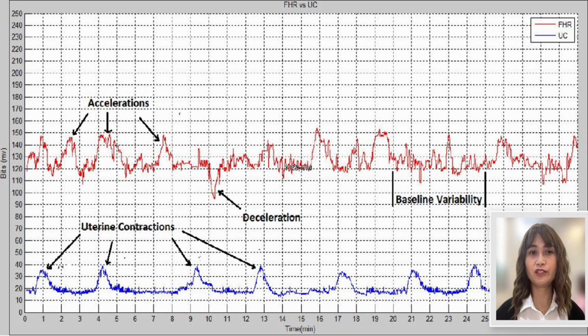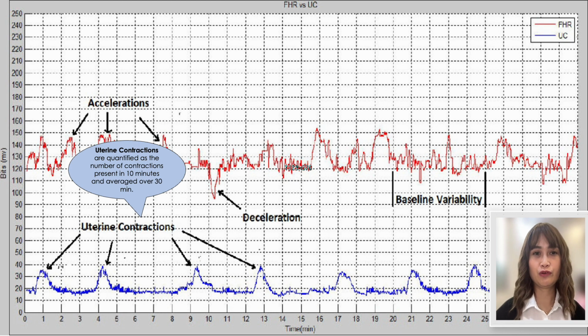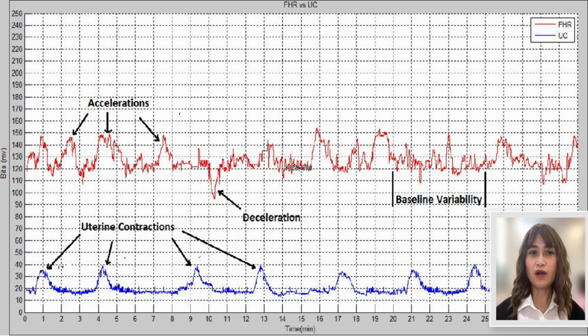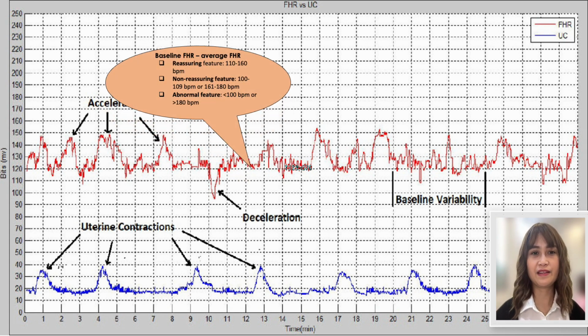As I have already mentioned, cardiotocography is used to monitor several different measures. We have the uterine contractions, which are quantified as the number of contractions present in a 10-minute period and averaged over 30 minutes. Normal will be less than or equal to 5 contractions in 10 minutes, and high would be greater than 5 contractions in 10 minutes.